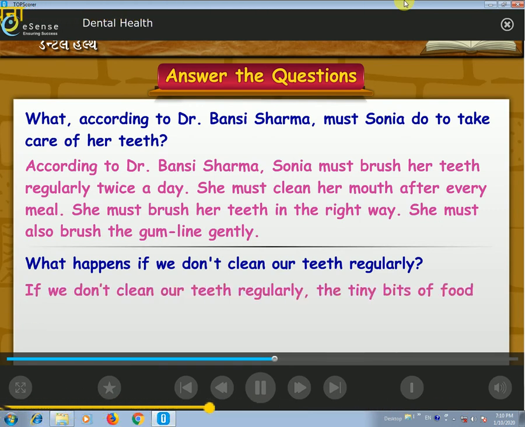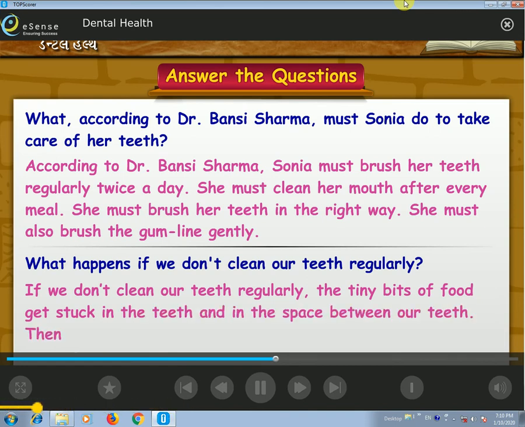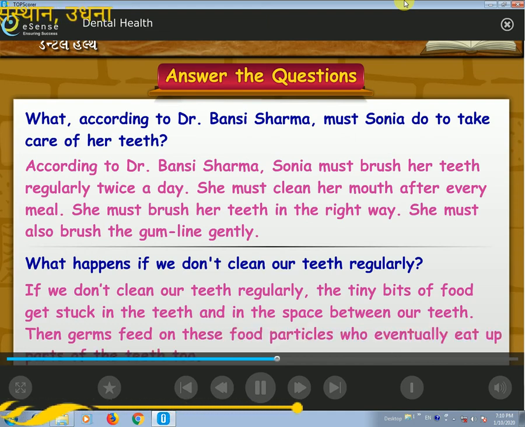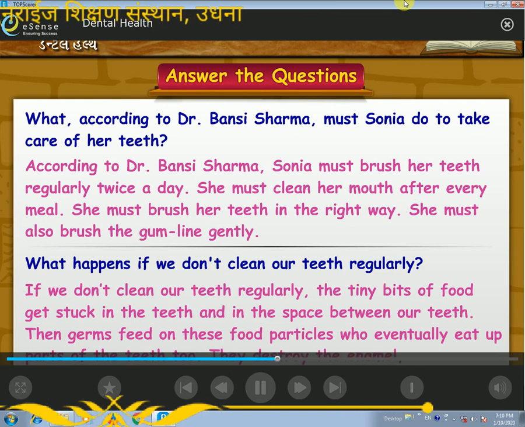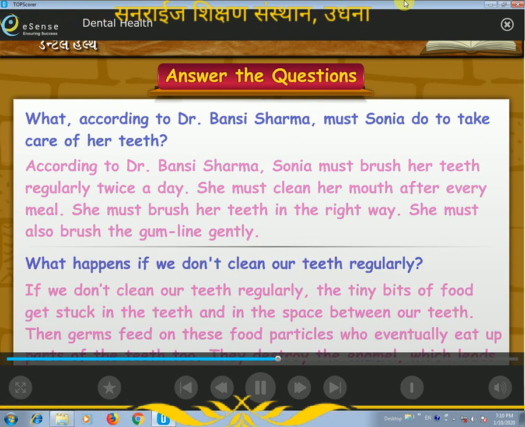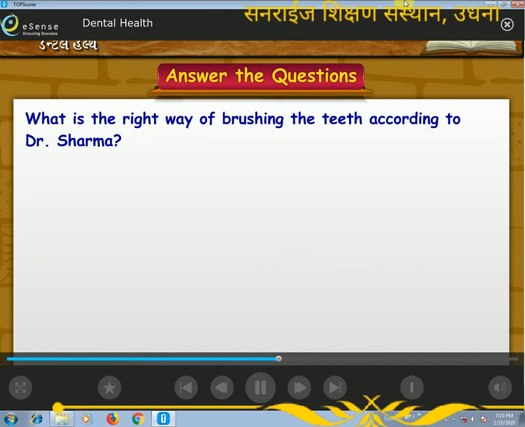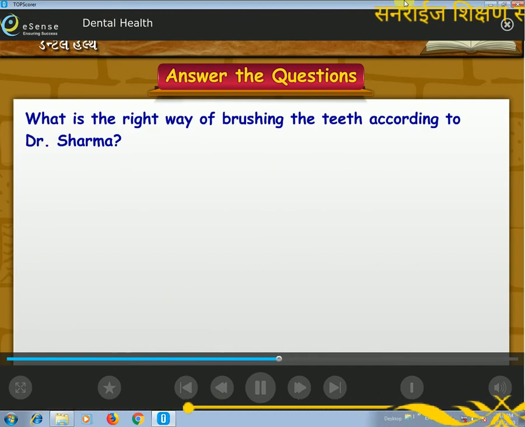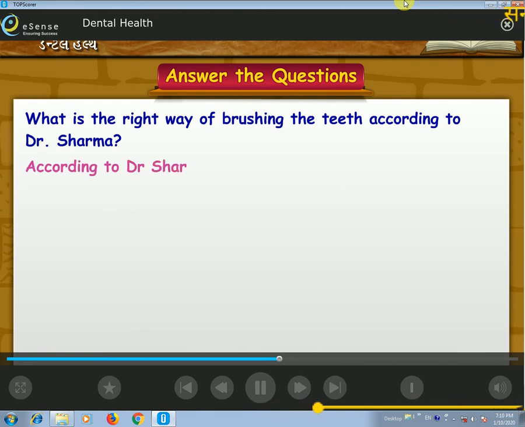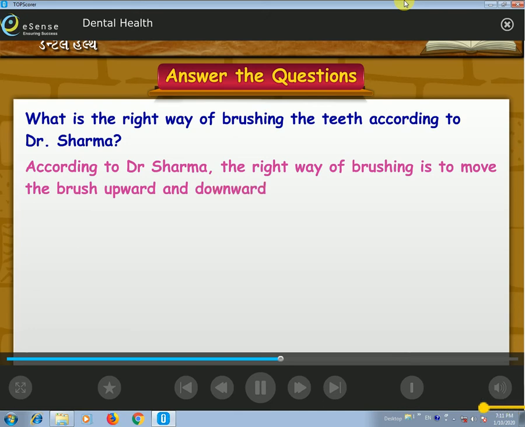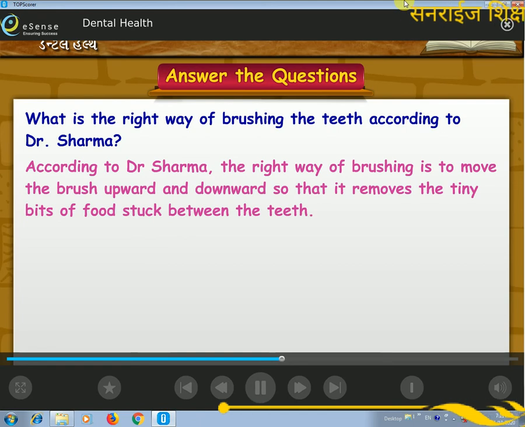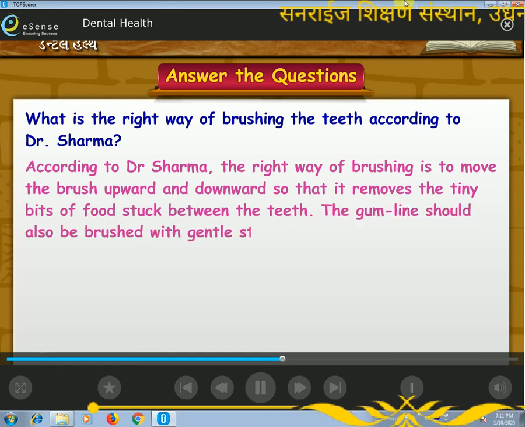What is the right way of brushing the teeth according to Dr. Sharma? According to Dr. Sharma, the right way of brushing is to move the brush upward and downward so that it removes the tiny bits of food stuck between the teeth. The gum line should also be brushed with gentle strokes. How can we prevent cavity? We can prevent cavity by brushing the teeth regularly twice a day and cleaning the mouth after every meal and every time we eat a chocolate or ice cream.